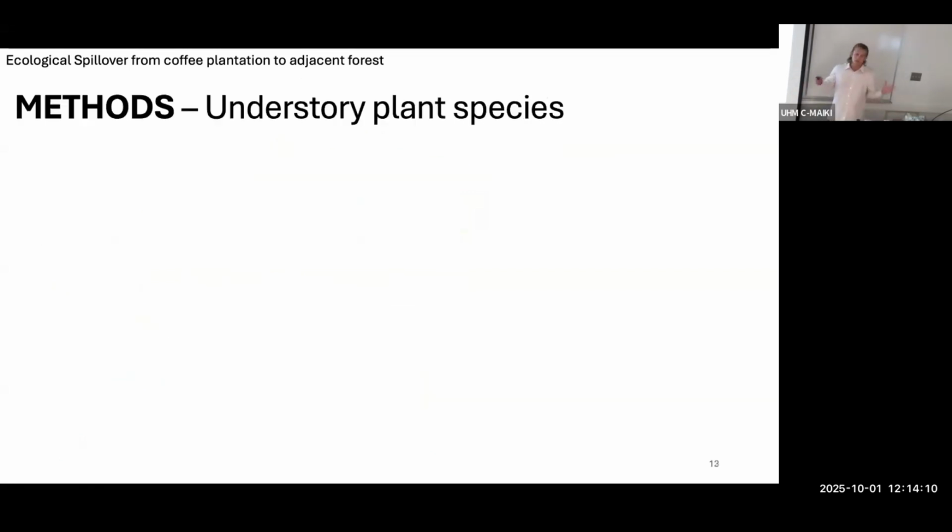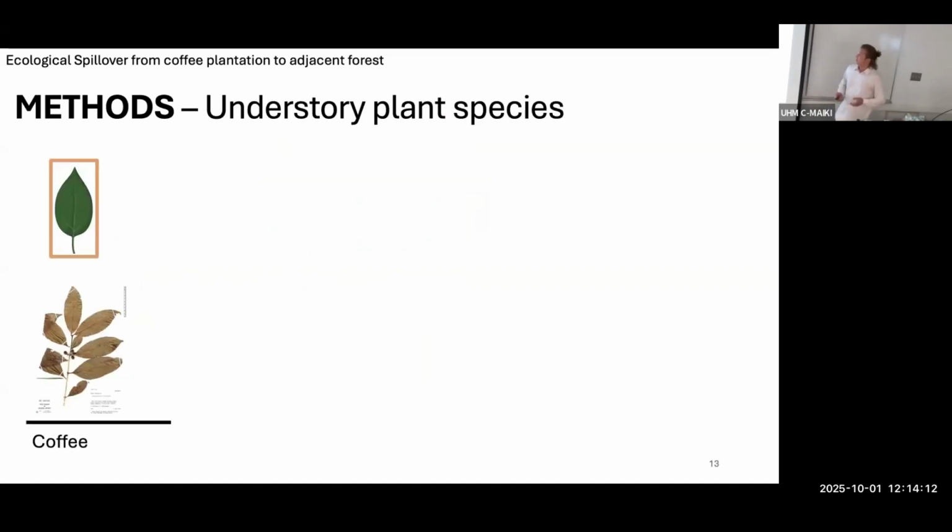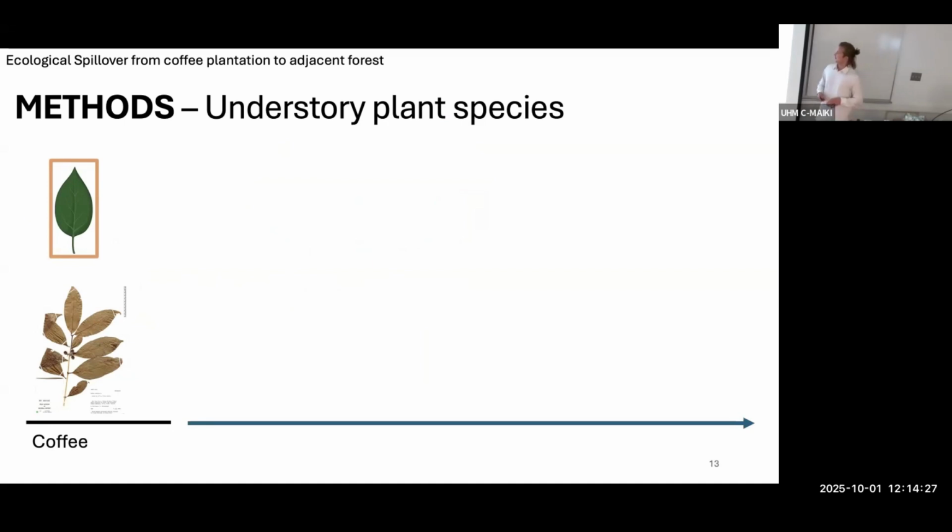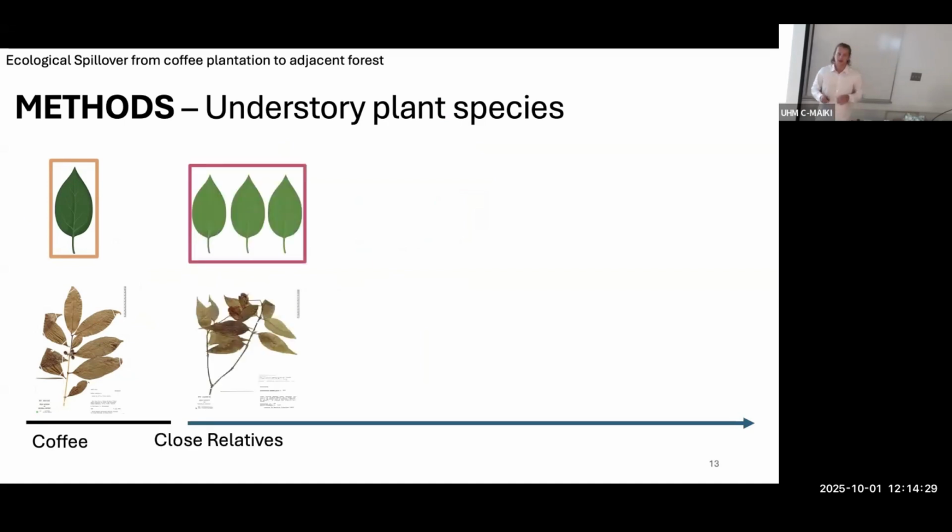And so what leaves are we actually sampling? Well, ultimately, in the coffee, we're sampling coffee. So coffee is the only thing that's really there. There are some shade trees, but it's a coffee field. So we're sampling coffee. Hope I've made myself clear there. In the forest, on the other hand, we wanted to both capture a number of different species and a number of different species with relation to coffee.